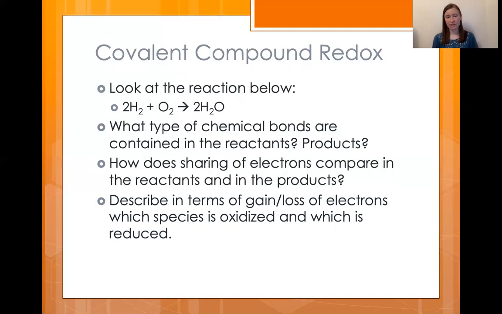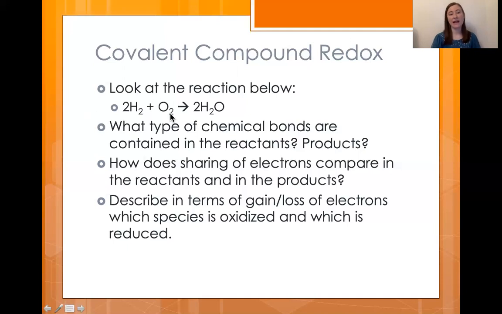In this reaction, oxygen hasn't completely pulled the electrons away from hydrogen, but it's partially pulled hydrogen's electron towards itself. And so in this reaction, hydrogen has partially lost an electron and oxygen has partially gained an electron. So we would consider hydrogen to be oxidized. Even though it hasn't completely lost an electron, it's partially lost an electron, and that counts. Oxygen we would consider to be reduced. Again, it hasn't completely gained an electron, but it's partially gained an electron, and that counts.